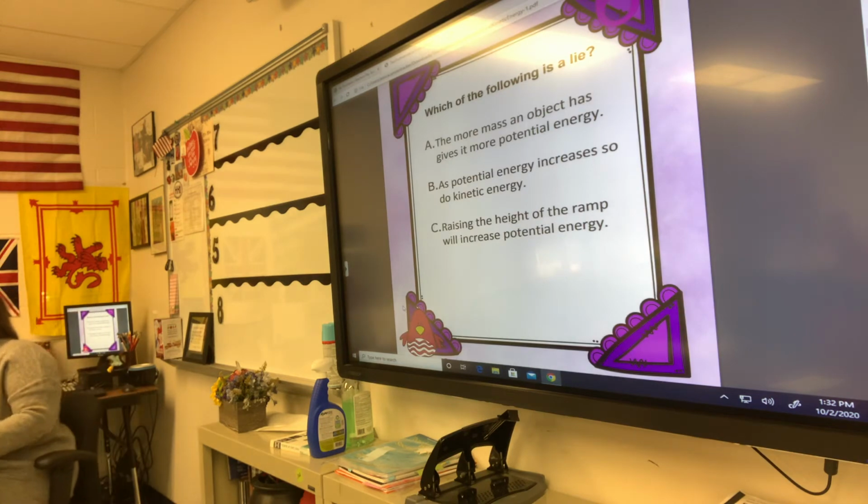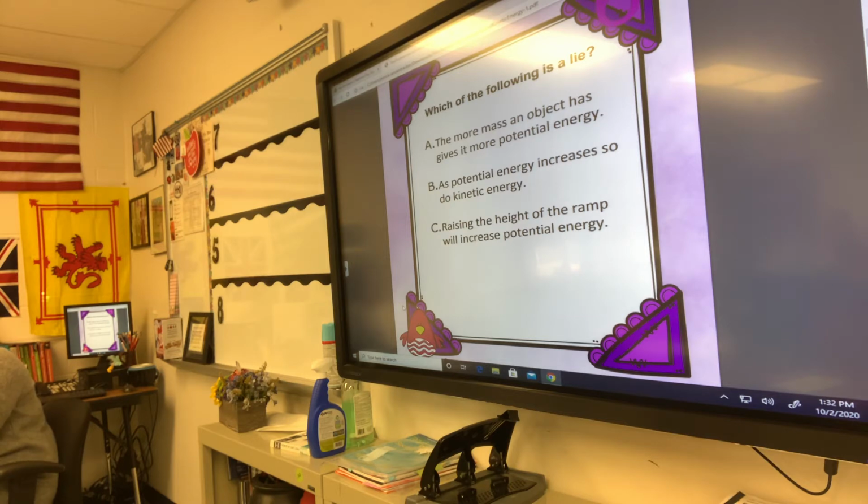Guys ready? Okay. Number 6. Alright, which of the following is a lie? A, the more mass an object has gives it more potential energy. B, as potential energy increases, so does kinetic energy. C, raising the height of the ramp will increase potential energy. Ready?